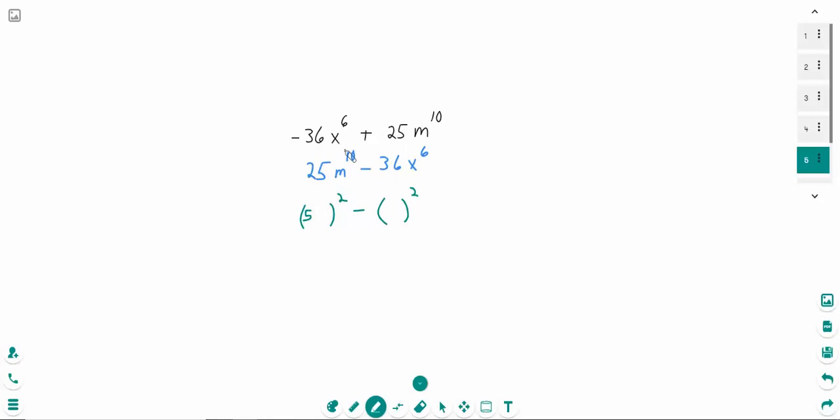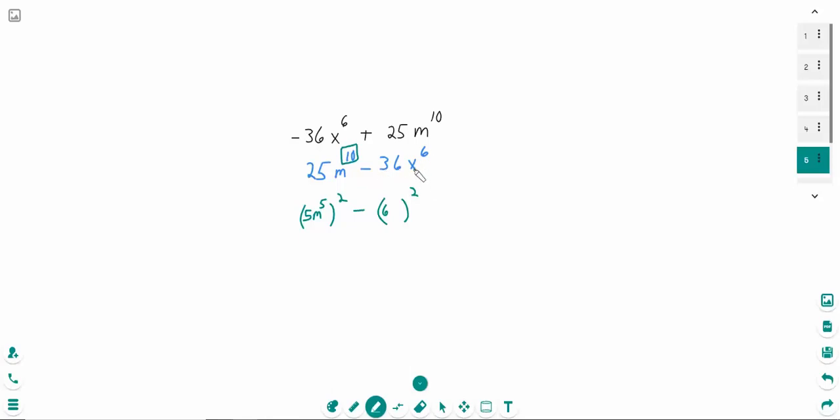So anytime you see an even number in the exponent, you know that you can find the square root of it. If it's an odd number, you're stuck. But if it's an even number, you can find the square root. So what's 10 divided by 2? 5. So this is going to be m to the 5th. Okay, then over here, the number is easy. That's 36, the square root of 36 is 6. Watch out, it's not 36 divided by 2. Be careful, we're talking square roots.